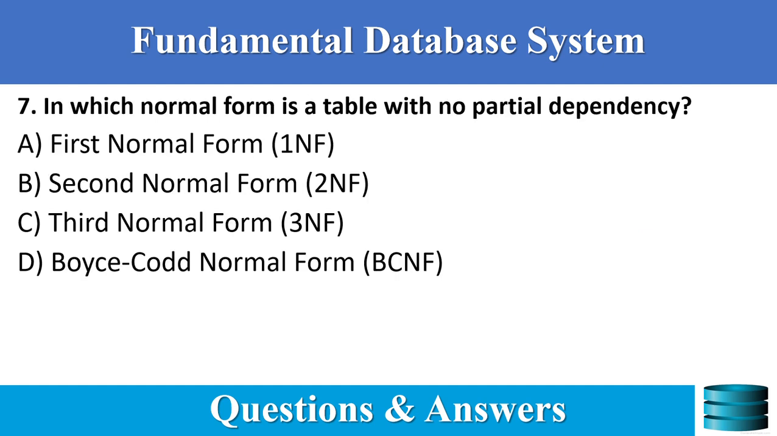7. In which normal form is a table with no partial dependency? In the second normal form, the tables have no partial dependency. There is no partial dependency in the second normal form. In the first normal form, redundancy is removed, but in the second normal form, partial dependency is removed.